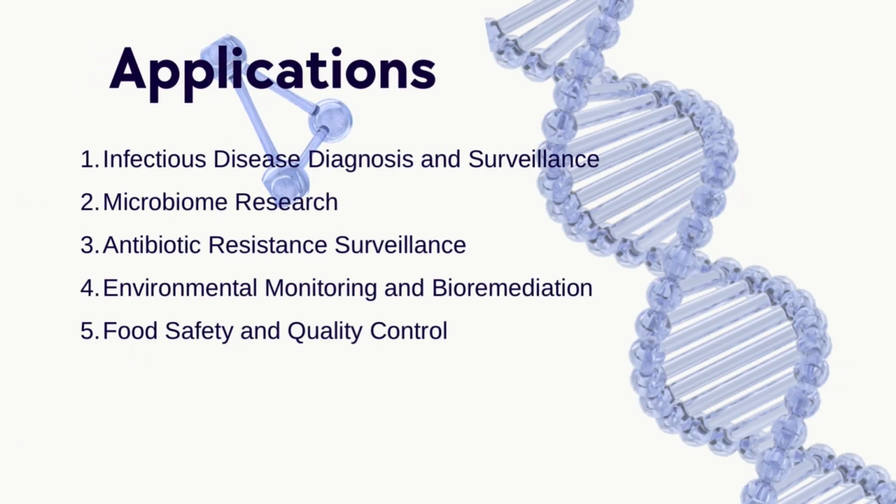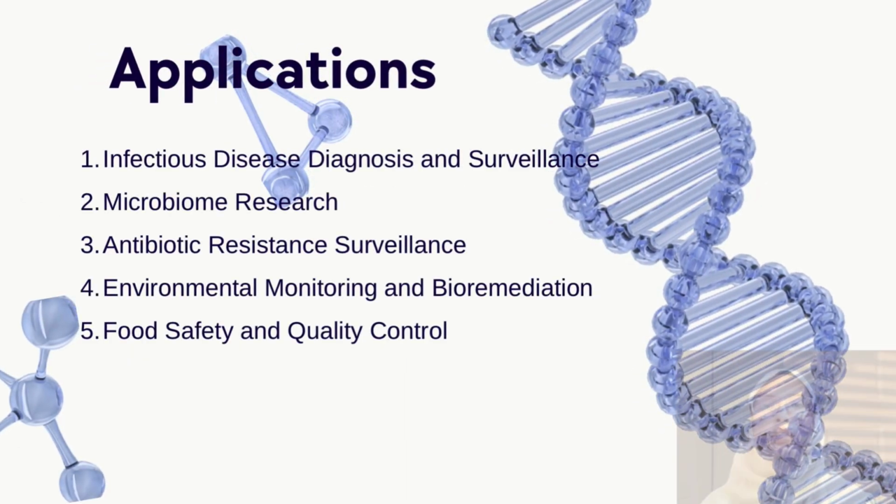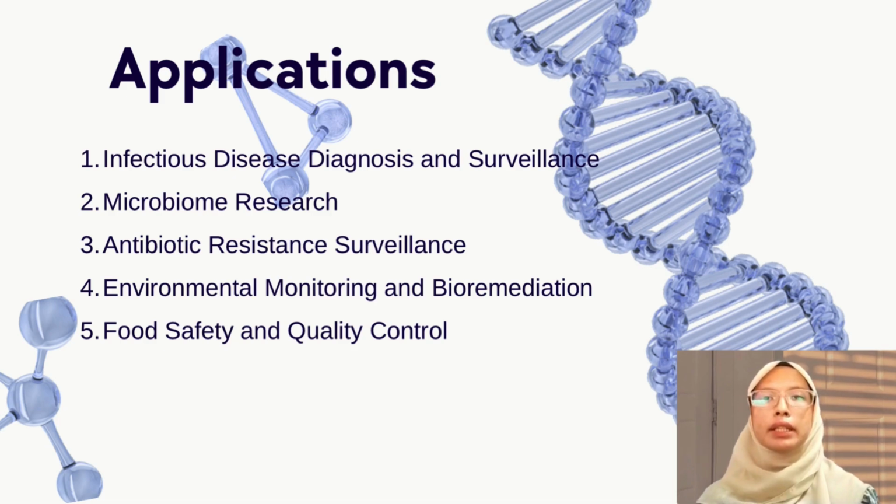Application for shotgun sequencing in metagenomics. Shotgun sequencing method can be applied in the fields of infectious disease and diagnosis surveillance, microbiome research, antibiotic resistance surveillance, environmental monitoring and bioremediation. Lastly is food safety and quality control.